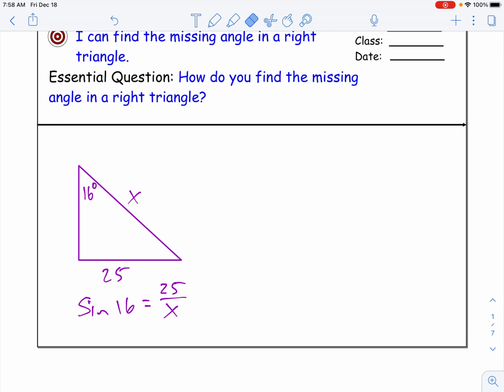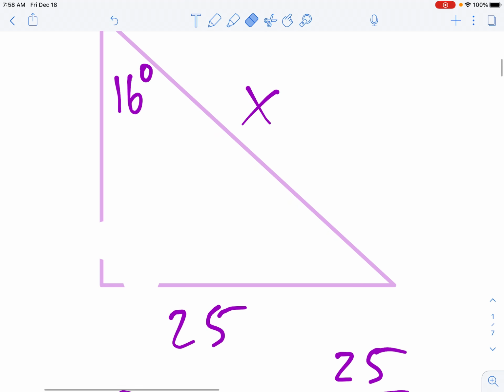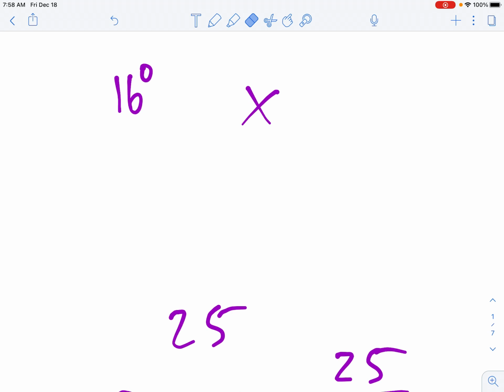All right, welcome to the next installment of Right Triangle Trig. Whoops, my triangle just went away.